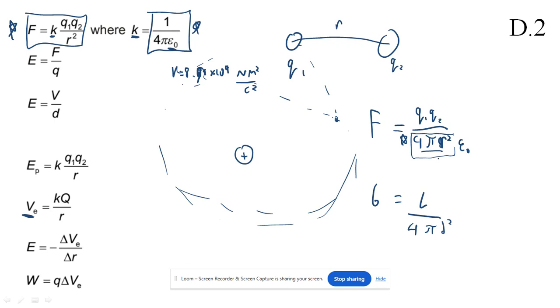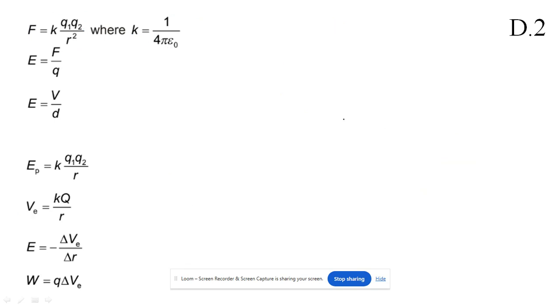Anyway, that is just our force. This is our field. So E is force over charge. By the same token, g is force over mass. They go hand in hand.